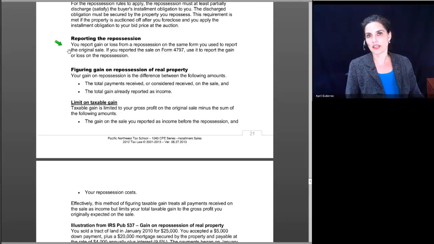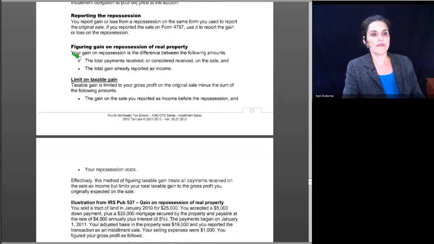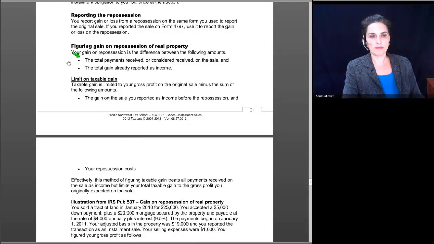And conversely, if you use Schedule B and Form 8949, that would be where it would go as well. Figuring gain on repossession of real property.